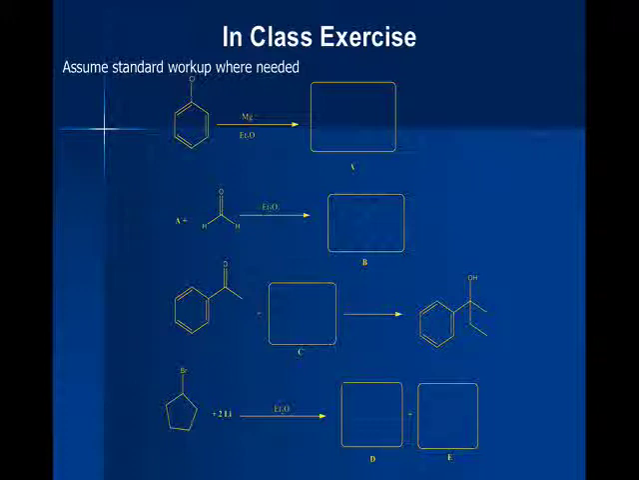How about the third reaction? What's the functional group transformation? What are we starting with? I'm starting with a ketone and I'm getting a tertiary alcohol. How do we convert ketones into tertiary alcohols? What do we add to them? Grignards or alkyl lithiums. So what could C be?